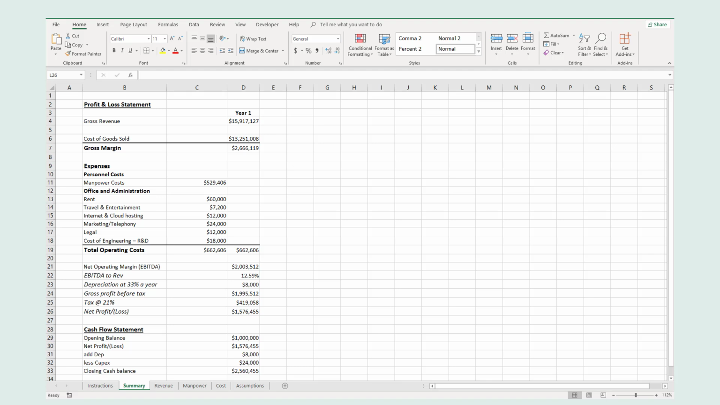Total all the costs month-wise. Revenue less the costs would give you a figure called EBITDA, earnings before interest, tax, depreciation, and amortization, EBITDA.